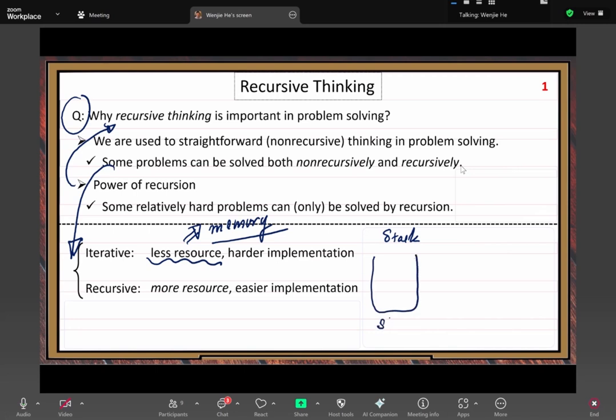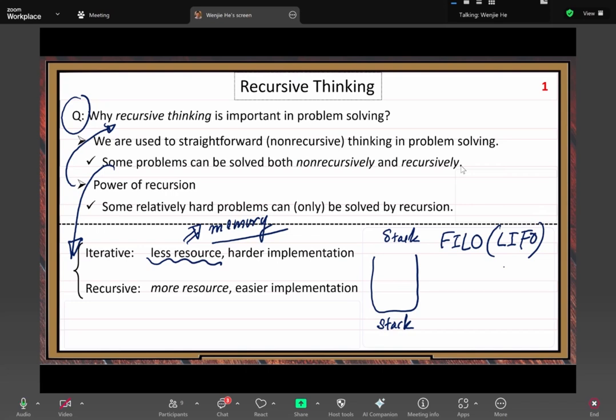This is a typical stack. A stack has a main property. We call it first in, last out, or last in, first out. Sometimes people write first in, last out, or you can also say last in, first out. That's the main property of the stack data structure.